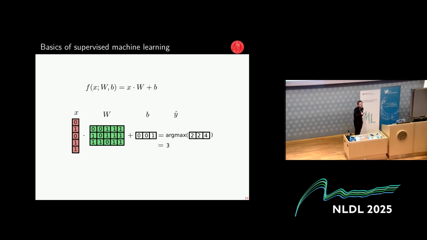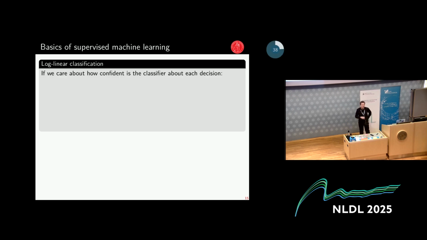So graphically we can represent it like that. Again we have an input feature vector x multiplied by W, which is a matrix, add the bias term, and then we just take whatever component of the prediction vector has the maximum value. So this is our prediction. In this case, the prediction is class three, or for example, the language three.